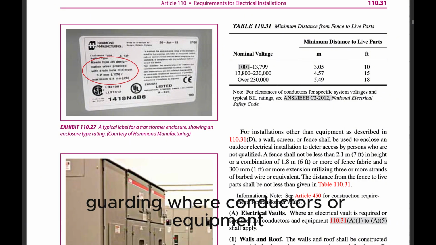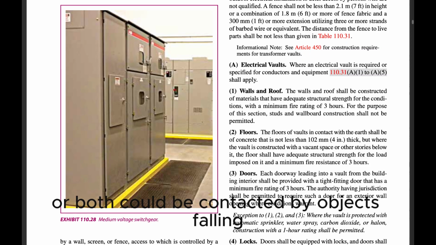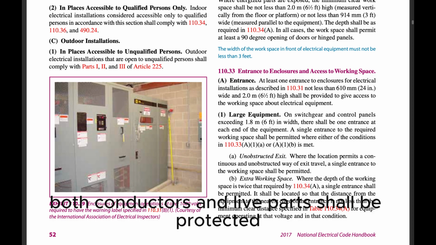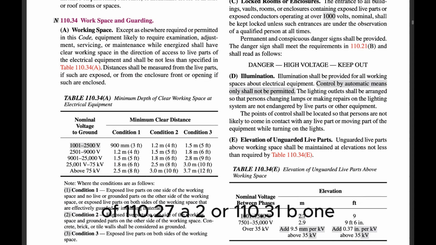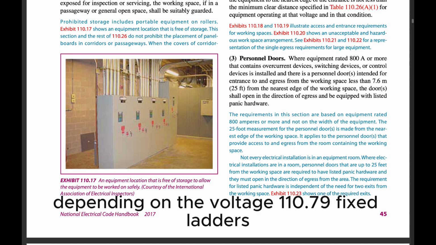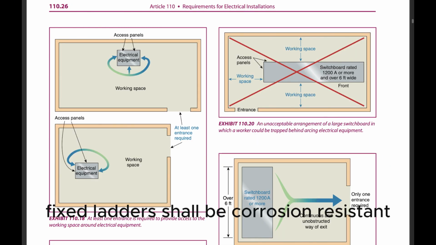110.78 Guarding. Where conductors or equipment, or both, could be contacted by objects falling or being pushed through a ventilating grating, both conductors and live parts shall be protected in accordance with the requirements of 110.27 or 110.31(B)(1), depending on the voltage. 110.79 Fixed ladders. Fixed ladders shall be corrosion resistant.